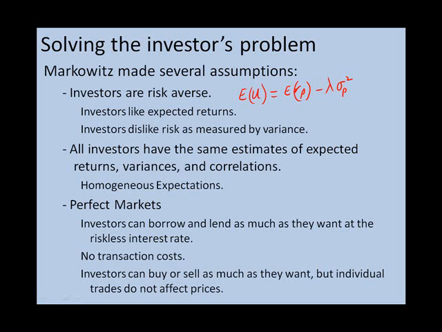The final assumption was that of perfect markets. In a perfect market, investors can borrow and lend as much as they want at the riskless interest rate. In addition, there are no transaction costs, and investors can buy or sell as much as they want, but individual trades do not affect the prices. Now, you may think that these assumptions are not very realistic, and that's true, but that doesn't mean that the model is useless. In fact, the model has many important insights that practitioners use every day.